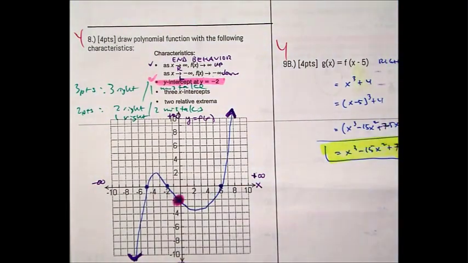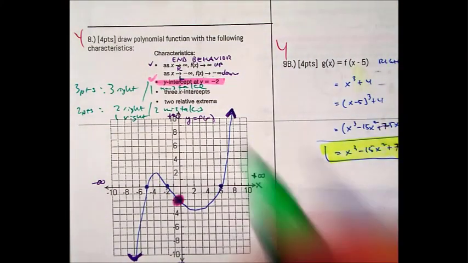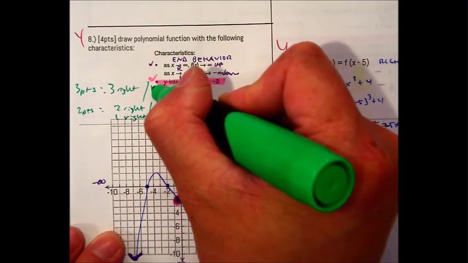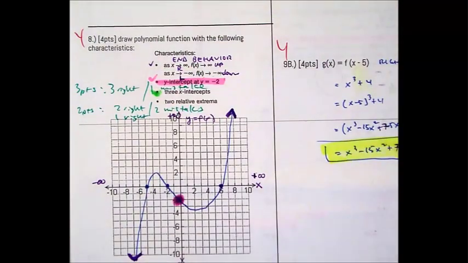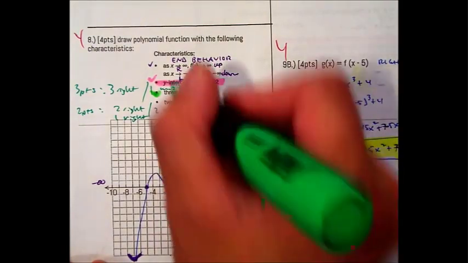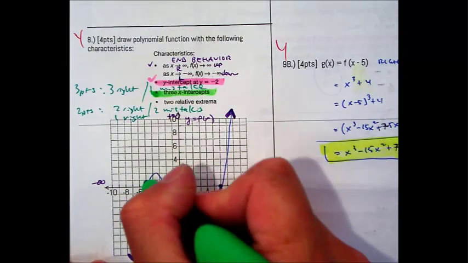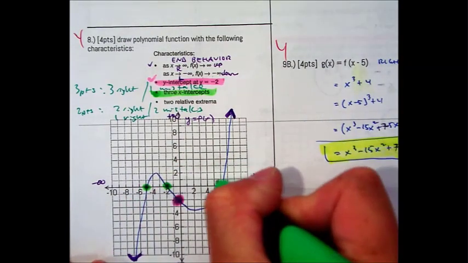The third characteristic says 3 x-intercepts. Now here it doesn't tell us anything specific. It doesn't say multiplicity, and it doesn't say distinct. That's a better word you can use, distinct 3 x-intercepts. So you can put them anywhere you want. I put them here, 1, 2, and 3.